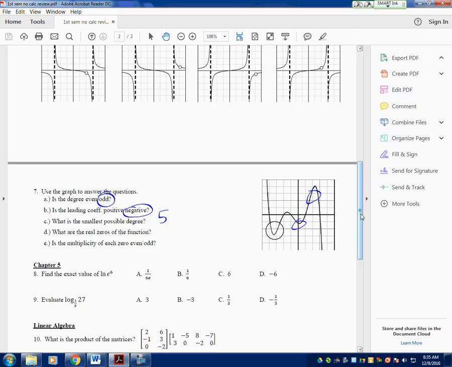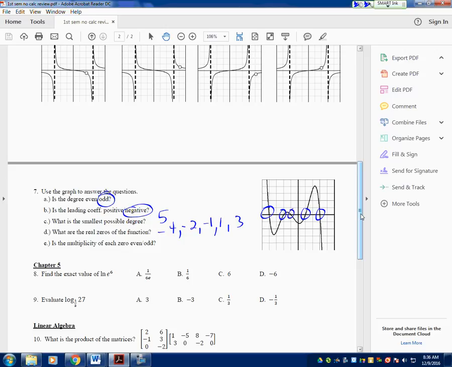What are all the real zeros of the function? How do you get zeros of the function from the picture? Where it crosses the x-axis. So here, here, here, here, and here. How many is that? 1, 2, 3, 4, 5 of them. So what are the real zeros? Can you label them? So -4. What else? And 3, okay.